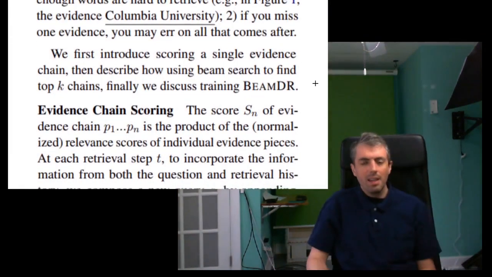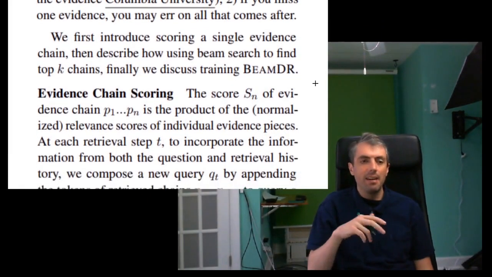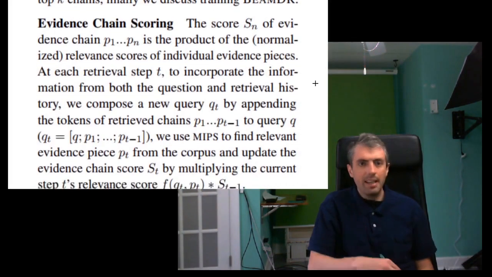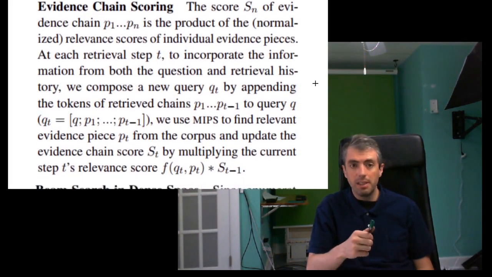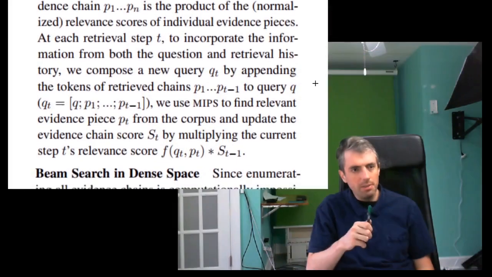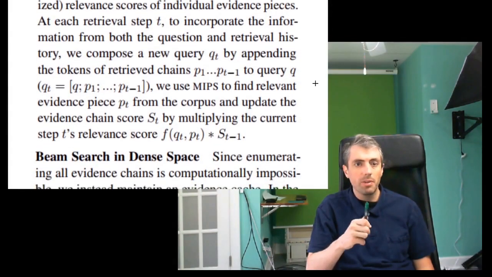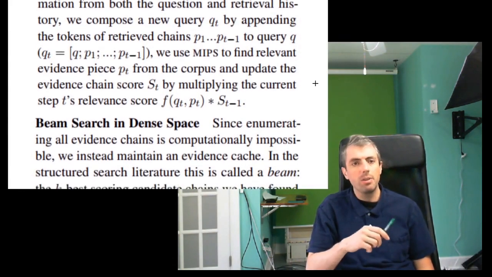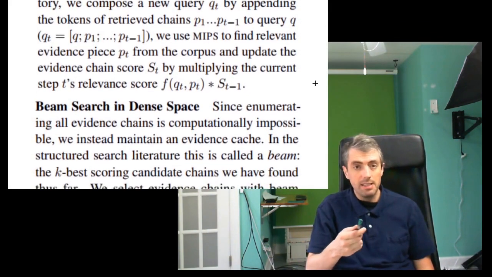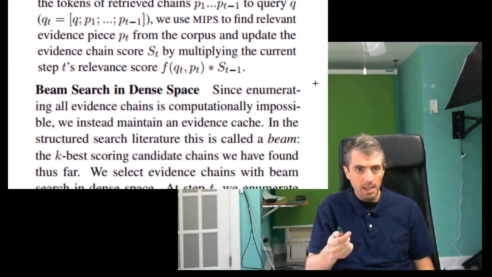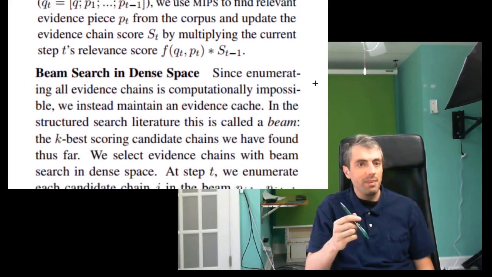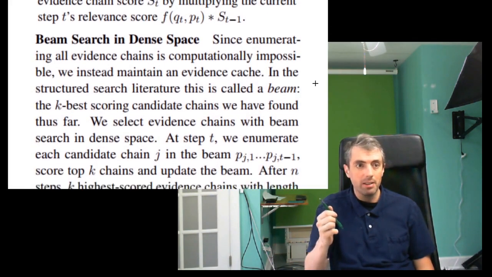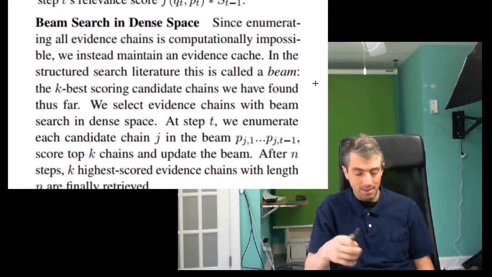Evidence chain scoring. The score, Sn, of an evidence chain P1 to Pn is the product of the normalized relevant scores of individual evidence pieces. At retrieval step T, to incorporate the information from both the question and retrieval history, we compose a new query, Qt, by appending the tokens of retrieved chains P1 to Pt-1 to query Q. We use MIPS to find relevant evidence PT from the corpus and update the evidence chain ST by multiplying the current step's relevant score by the total.